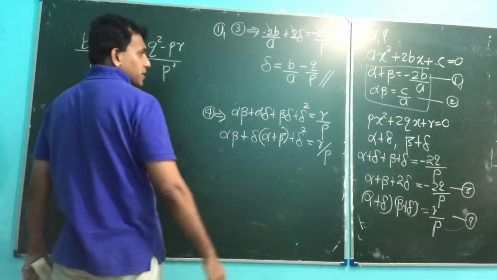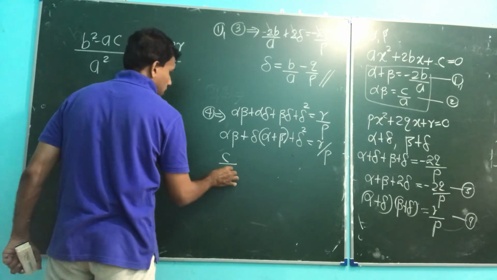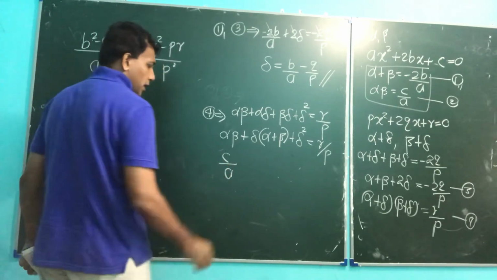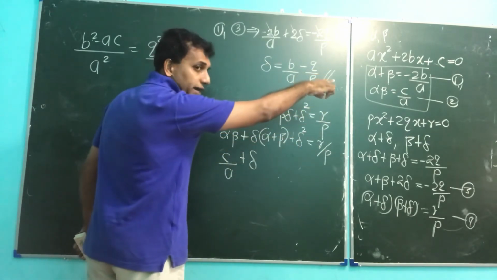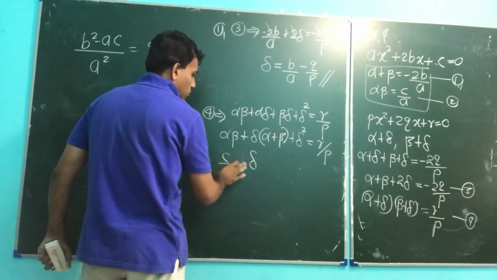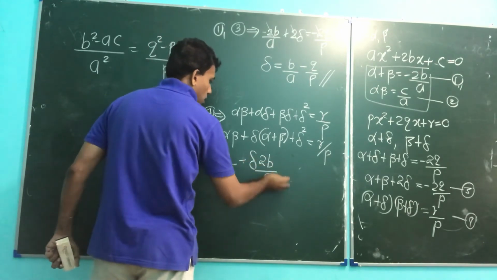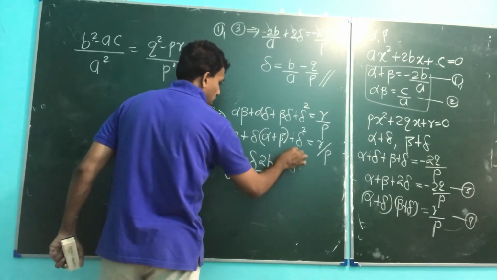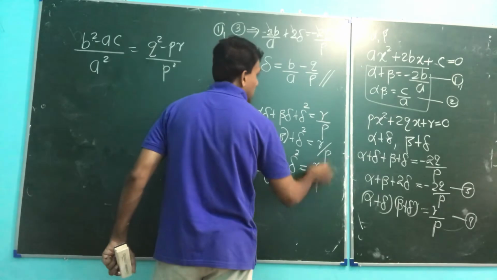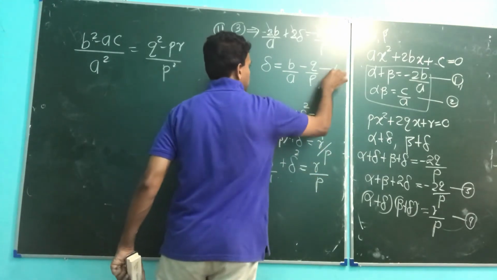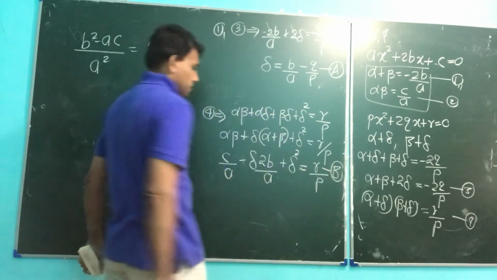Now write the known answers again. What is alpha beta? c over a. What is alpha plus beta? Minus 2b over a. Therefore c over a plus delta times minus 2b over a, plus delta square, equals r over p.